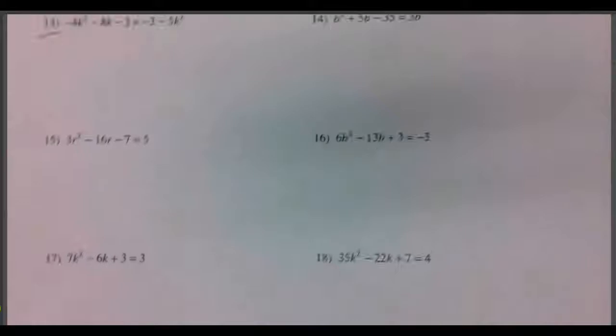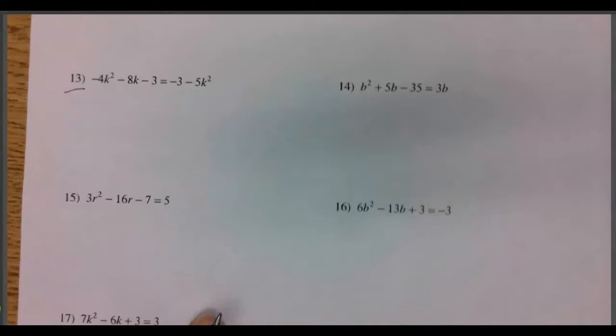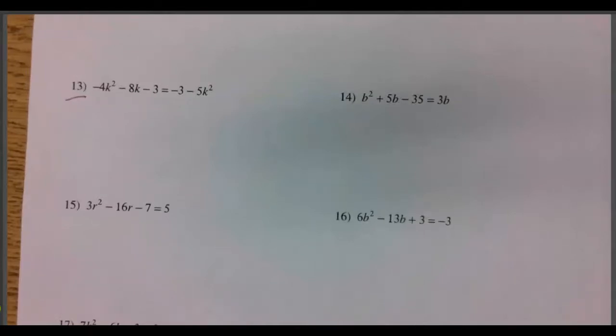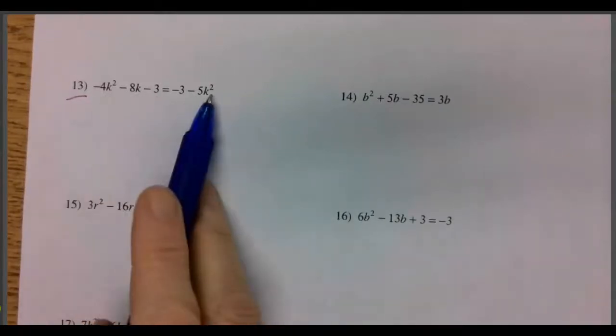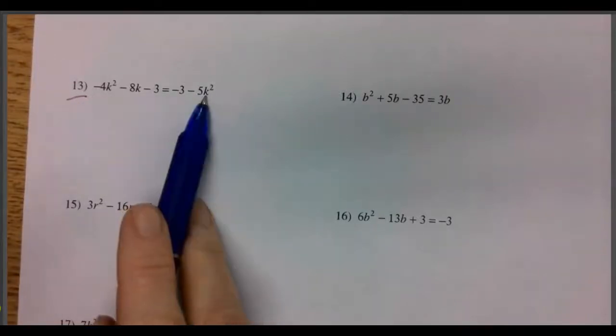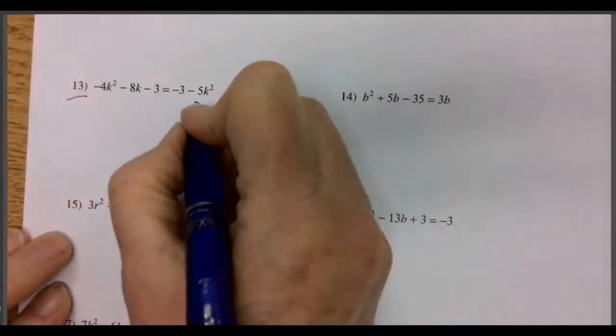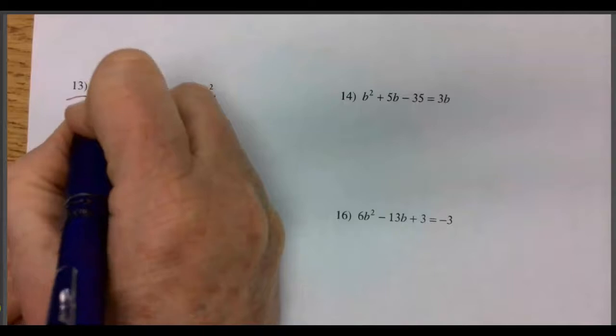Okay, I picked another one, number 13. I was trying to go for what looks yucky. So here, I think this is something that looks yucky. I know I'm on number 13. Do I have 0 on the side by itself? No. That means I have to move a whole bunch of stuff. What I'm looking at is my k squared term is going to be my leading coefficient. I want it to be positive so I don't have to factor out a negative. So I'm going to add 5k squared to both sides.